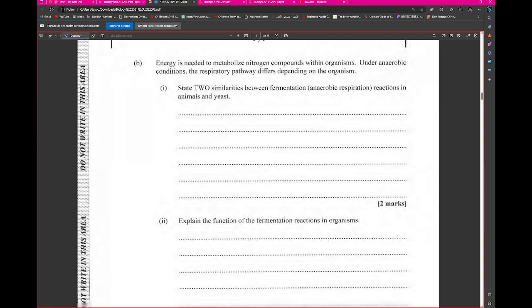Energy is needed to metabolize nitrogen compounds within organisms. Under anaerobic conditions, the respiratory pathway differs depending on the organism. State two similarities between fermentation reactions in animals and yeast. So we should know how fermentation works in animals and how fermentation works in yeast. So it's lactic acid fermentation within animals and ethanol fermentation within yeast. What are two similarities between these fermentations?